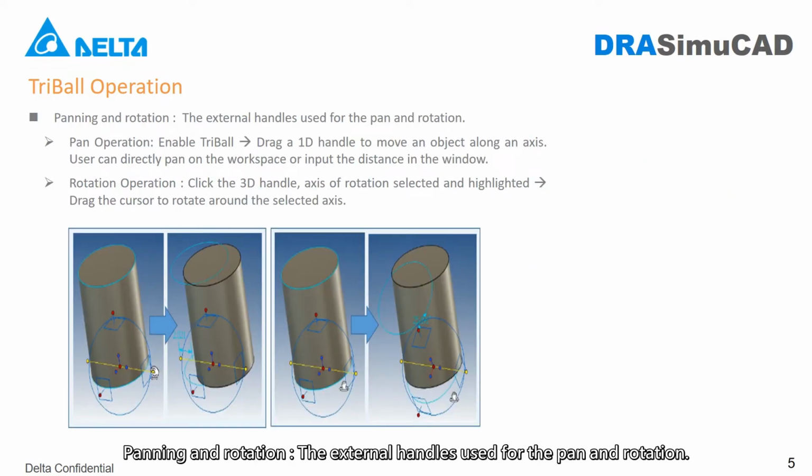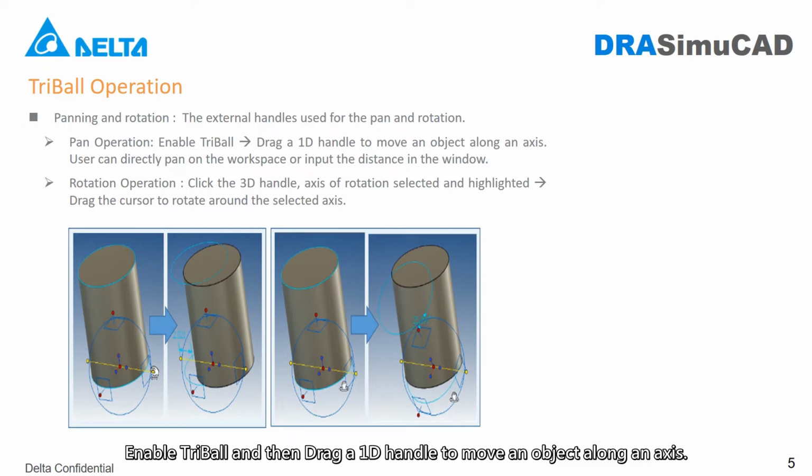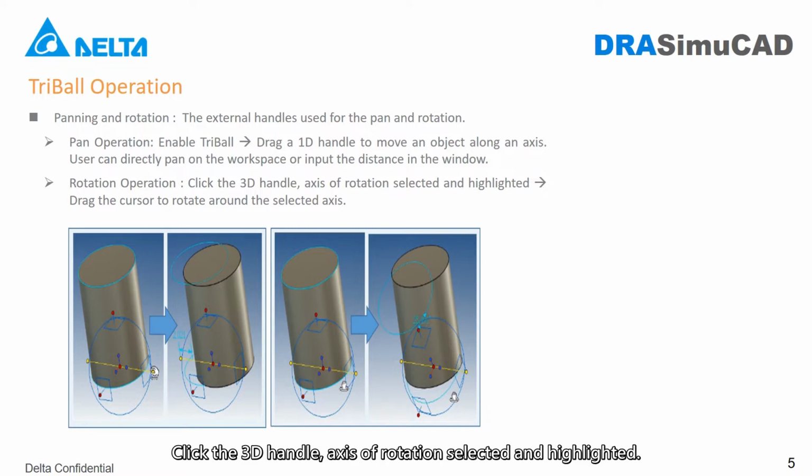Panning and rotation, the external handles used for the pan and rotation. Pan operation. Enable TriBall and then drag a 1D handle to move an object along an axis. The user can directly pan on the workspace or input the distance in the window. Rotation operation. Click the 3D handle, the axis of rotation is selected and highlighted, and then drag the cursor to rotate around the selected axis.